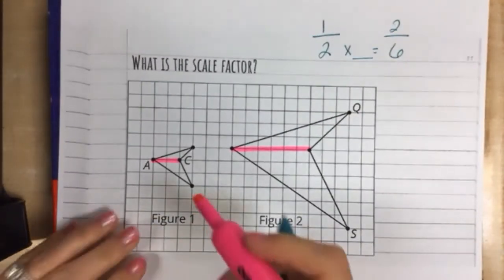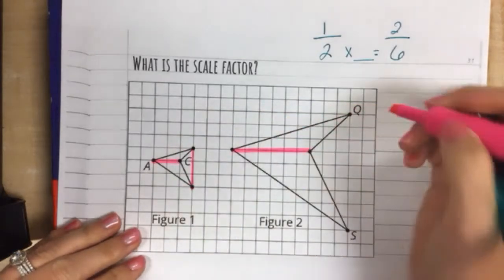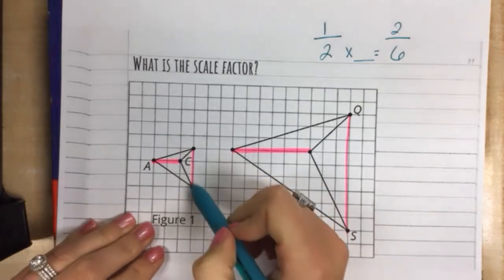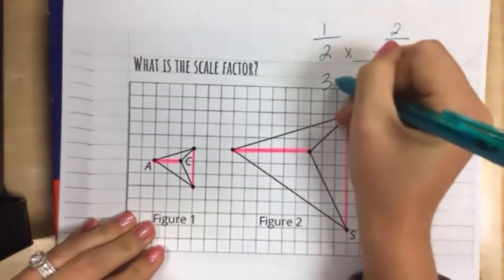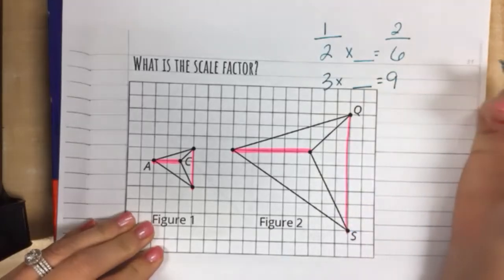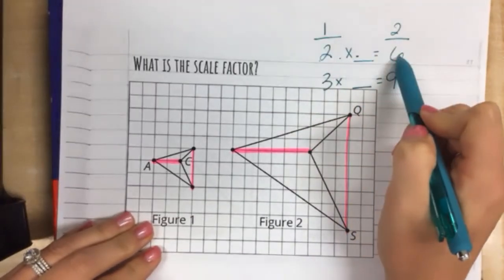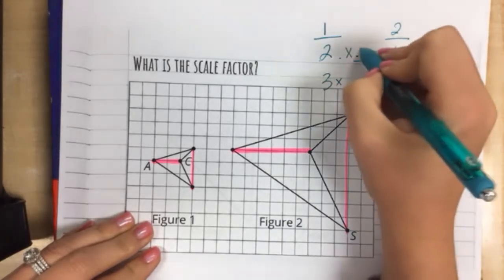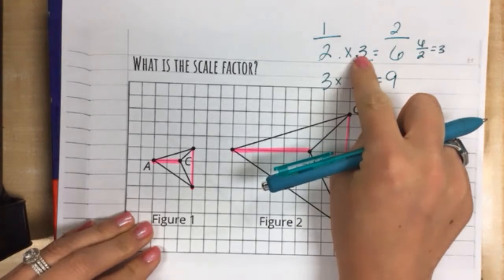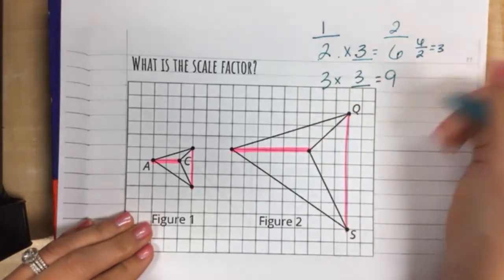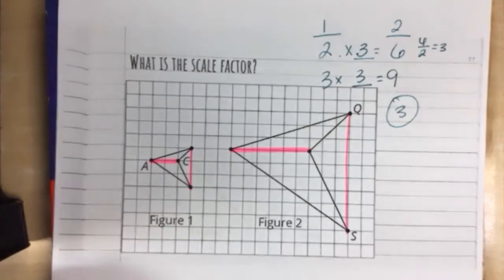Now let's do the vertical points. So let's go from here to here and from Q to S. This vertical is 3, and the corresponding side is 9. 2 times what gives me 6? I could do 6 divided by 2 and get a whole number, 3, or I just know that 6 is a multiple of 2, so 2 times 3 is 6. 3 times 3 gives us 9, so our scale factor is 3. I hope, guys, that this is getting easier.